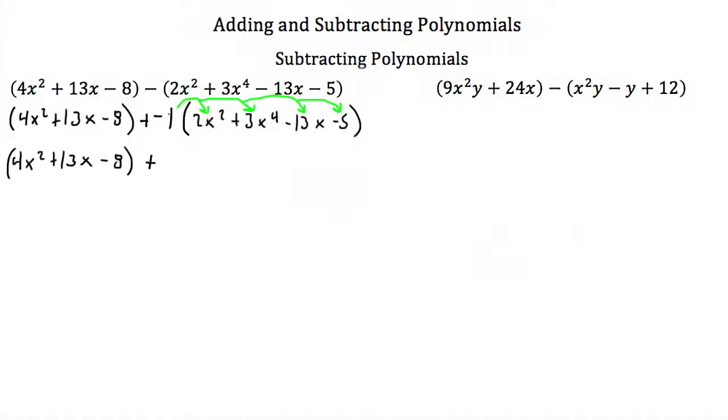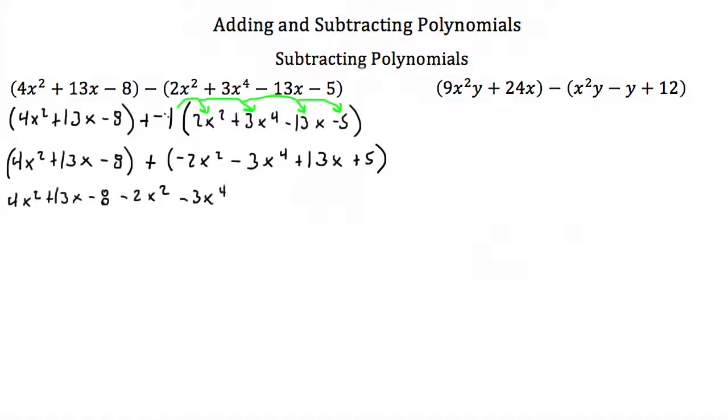plus, now negative 1 times 2x squared will be a negative 2x squared. Negative 1 times 3x to the fourth will be a negative 3x to the fourth. Negative 1 times negative 13x will be a positive 13x. And negative 1 times a negative 5 is just a positive 5. So now that I've converted this into an addition, we don't need the parentheses anymore. So this just becomes 4x squared plus 13x minus 8 minus 2x squared minus 3x to the fourth plus 13x plus 5.